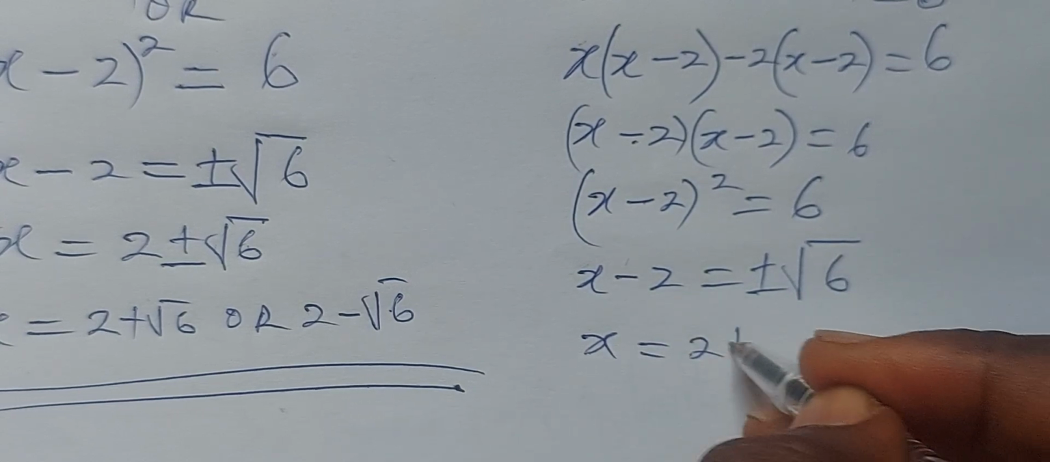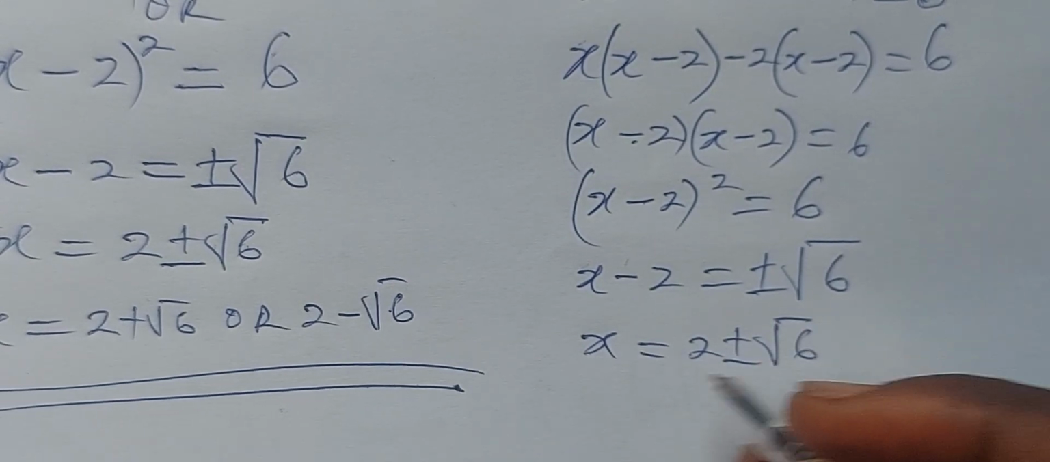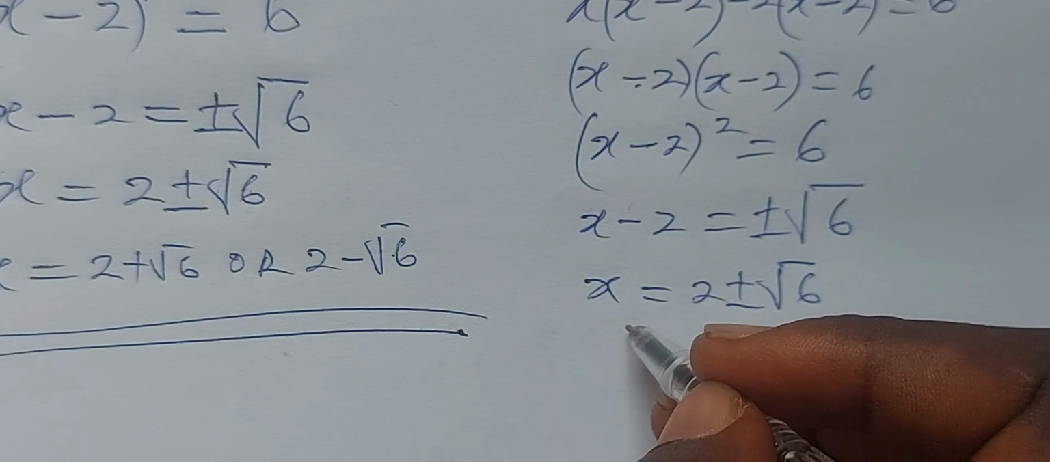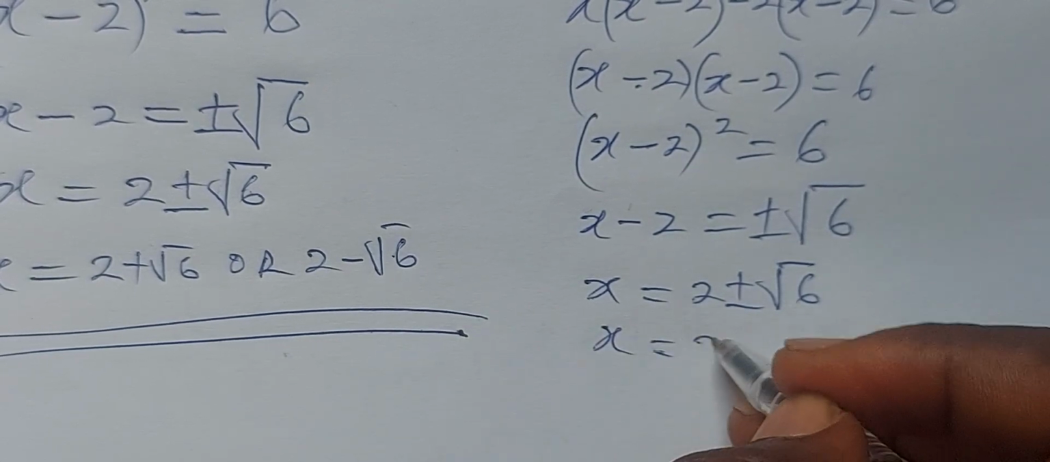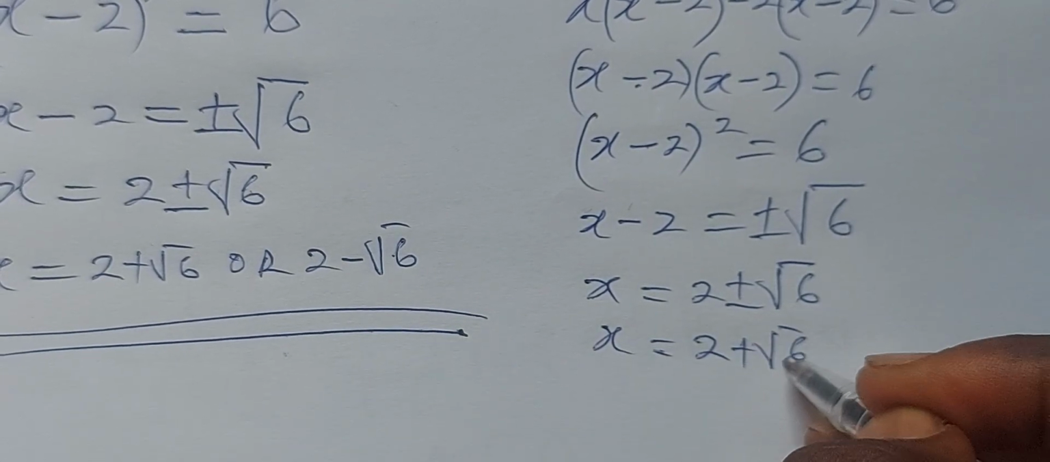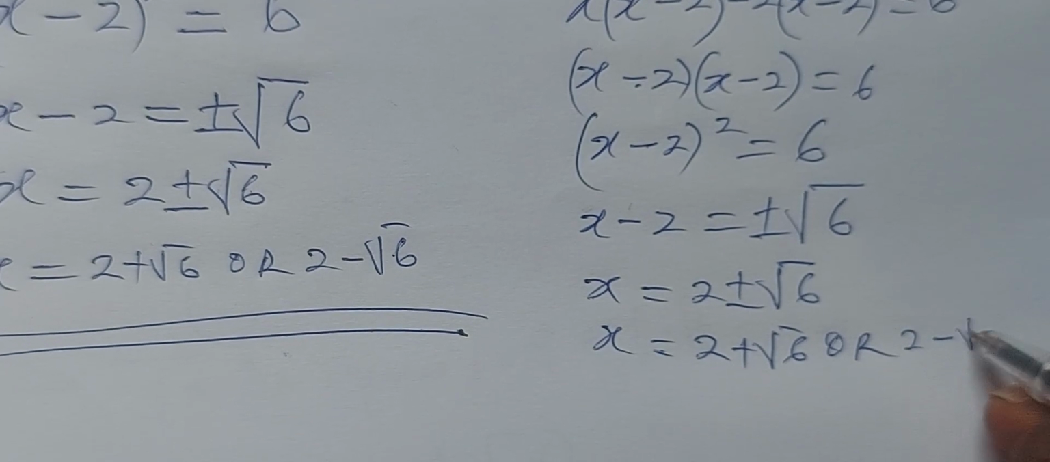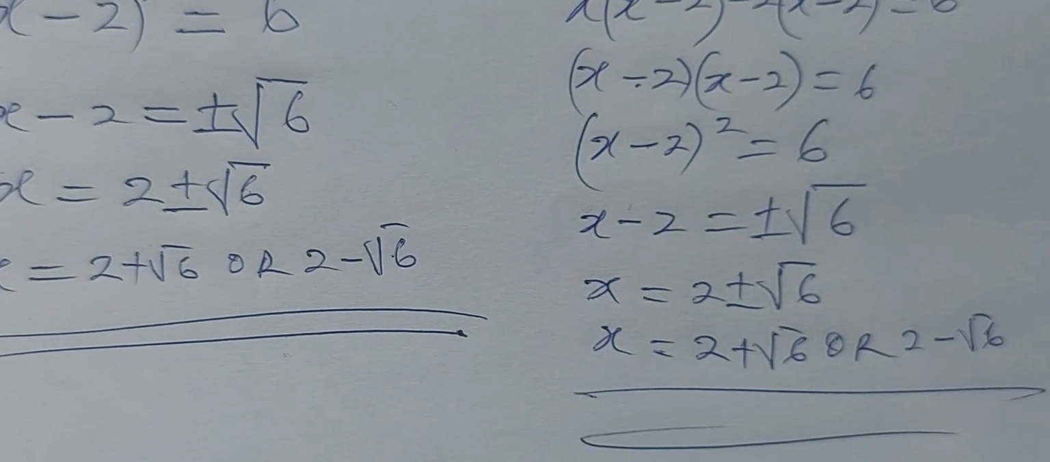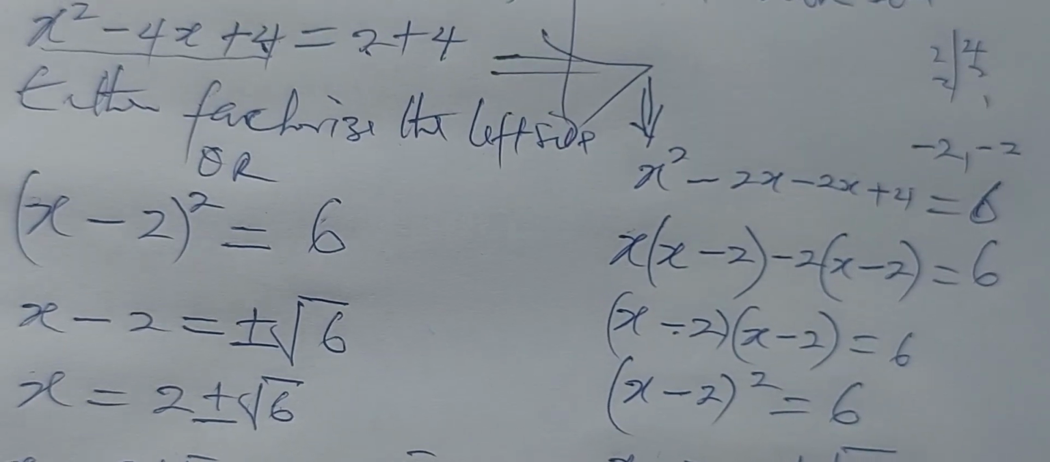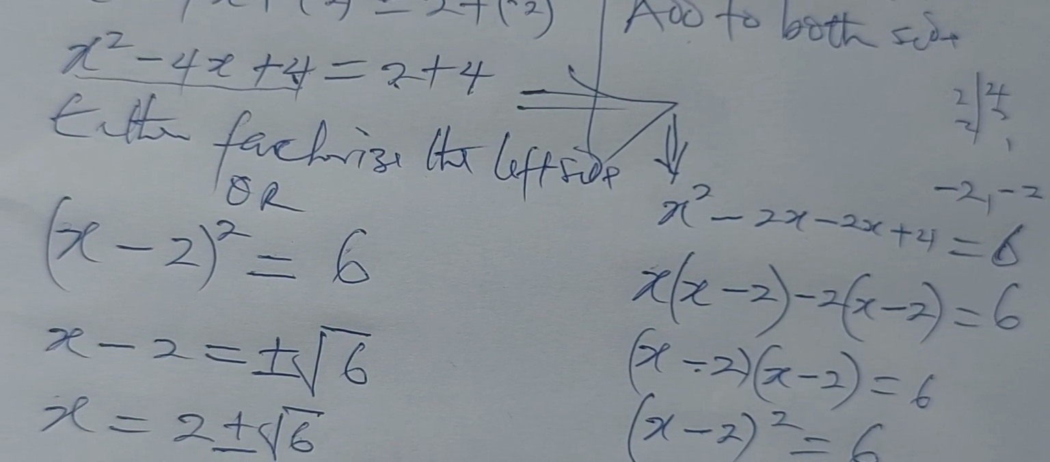So you can now rewrite it as x equals 2 plus root 6, or x equals 2 minus root 6. So it's as simple as ABCD. Just go through it. It's a simple trick and you will understand.